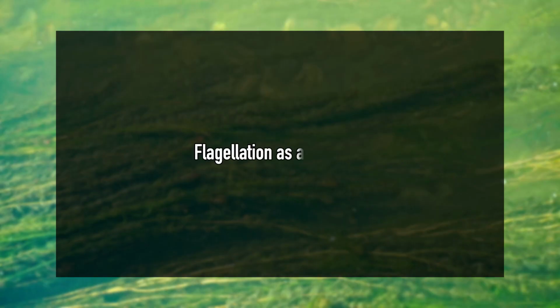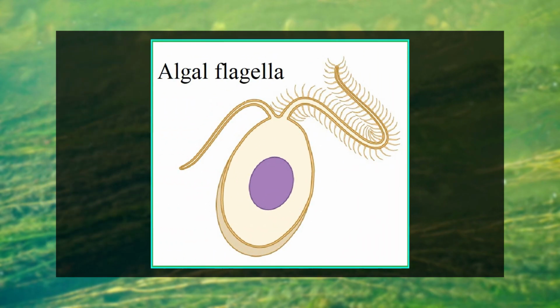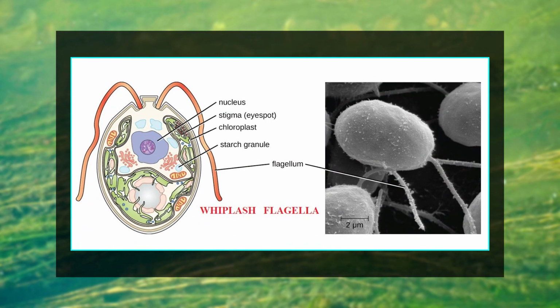Some biologists have used flagellation as criteria. Algae have been found to have two types of flagella. One called whiplash flagella and the other called tinsel flagella. Whiplash flagella are long and unbranched, which produce wave-like undulation to favor locomotion of cells.